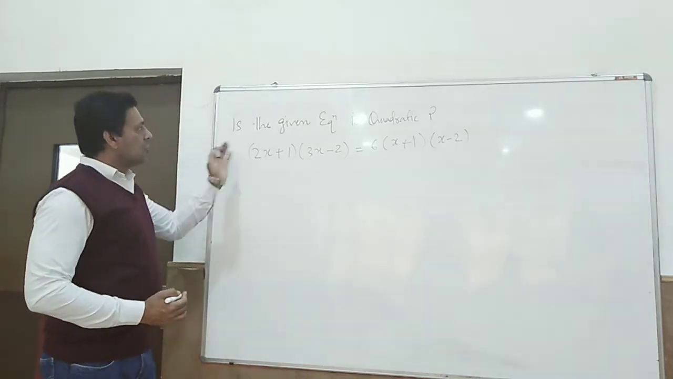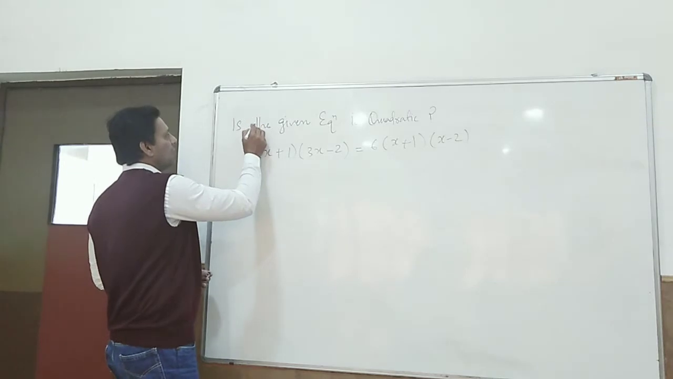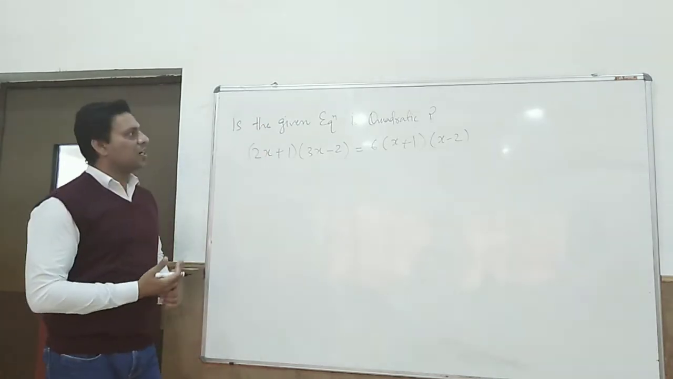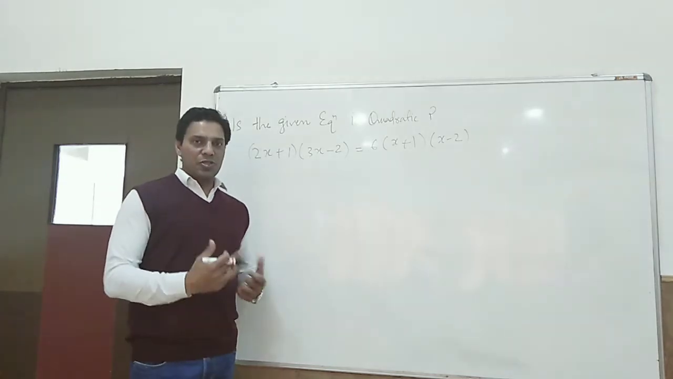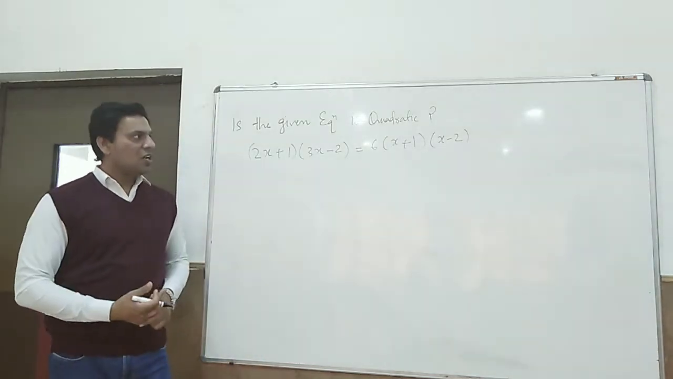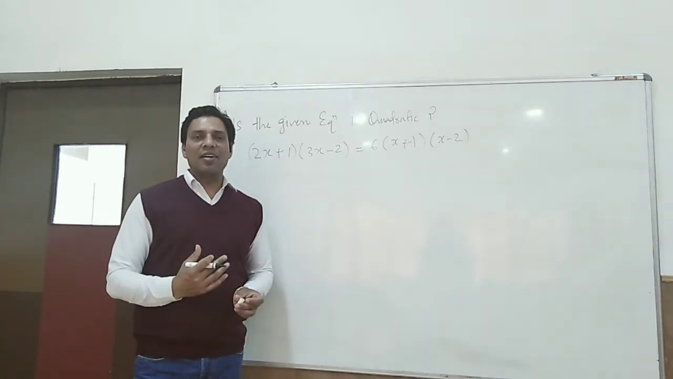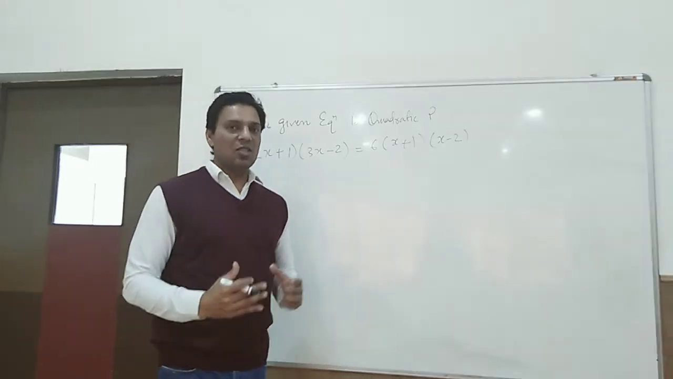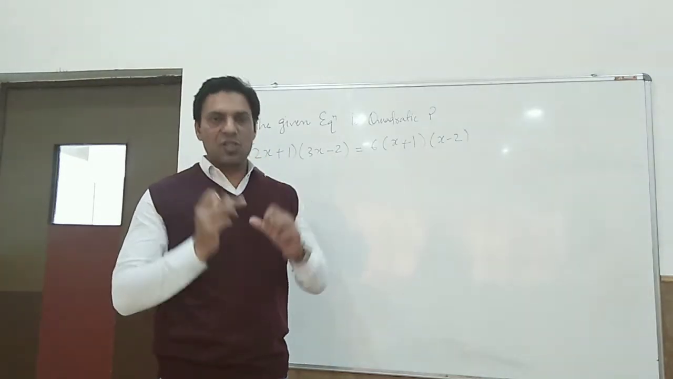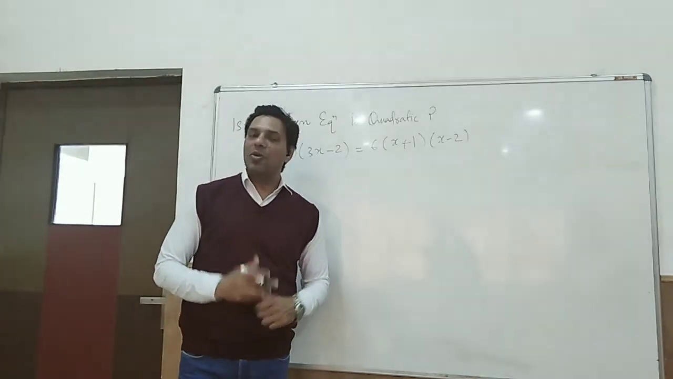Okay. So is the given equation quadratic? This is from the introduction. So I have taken this example to check your skill. So we will check whether this equation is quadratic or not. So to check a quadratic equation, we have to find the existence of a term having x square. If there is no x square, then this equation is no more quadratic.